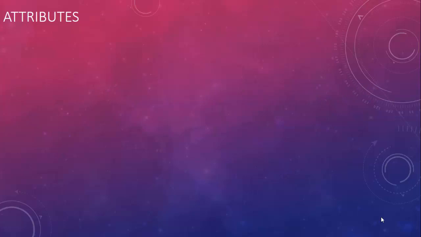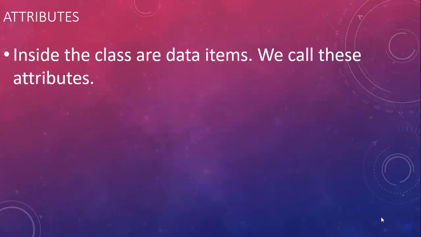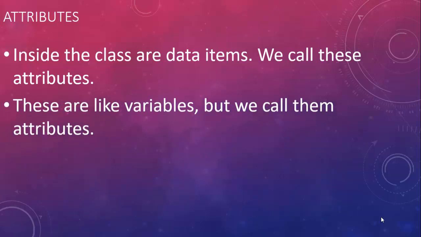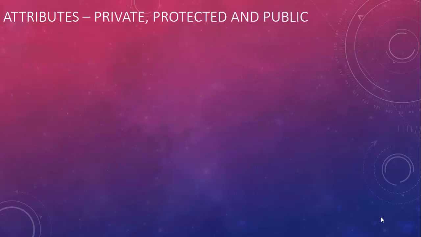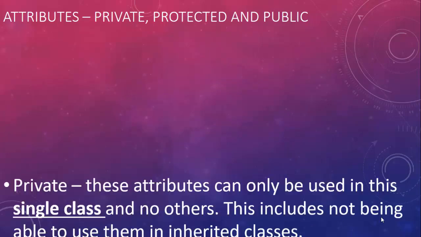And then we have attributes. Inside the class are the data items, and we call these attributes. Now, these are like variables, but we don't call them variables, we call them attributes, and all of them need to be declared not using DIM, but we want to use the words private or protected. It all depends upon inheritance, whether that's being used or not. If you don't know what inheritance is, that is fine because we'll be covering that in the next one or two videos. So when we talk about attributes, there's a couple things that you need to know.